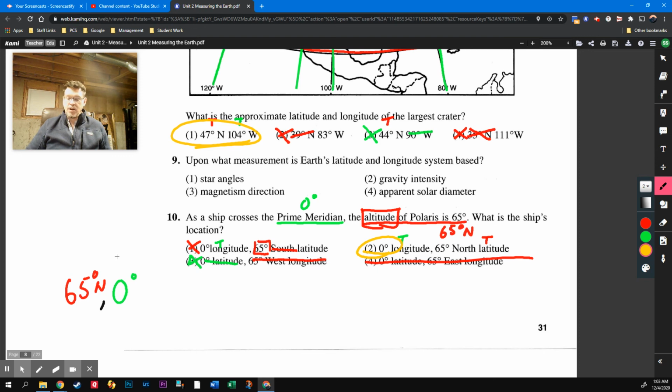That's it. So this is the end of the lesson. Your assignment for this lesson is worksheet 210, New York City's latitude and longitude. All right, let me know if you guys have any questions.